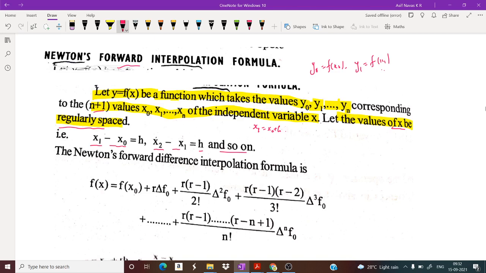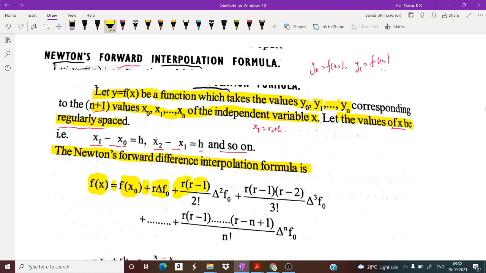Okay. Now we have to find out the interpolation polynomial, that is, the formula. So Newton's forward difference interpolation formula is f of x is equal to f of x naught plus r into delta f naught. I will tell you what r is.